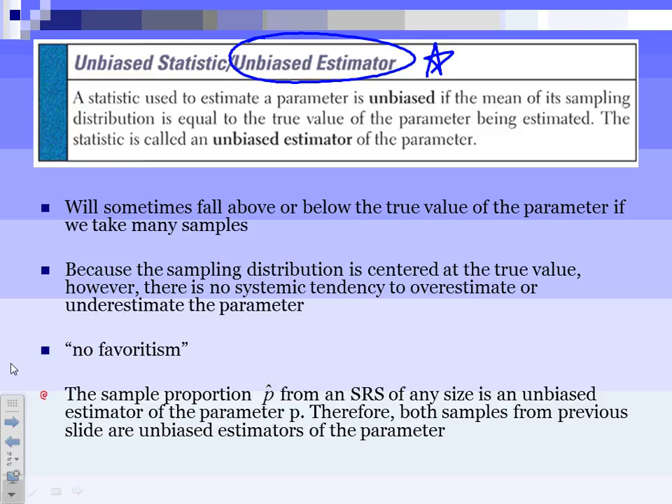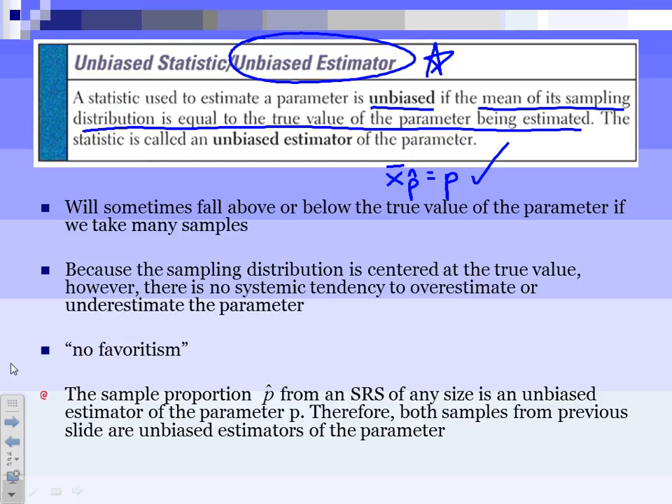An unbiased estimator, which is really the same thing as saying an unbiased statistic. An unbiased estimator is a statistic used to estimate a parameter that is unbiased if the mean of the sampling distribution is equal to the true value of the parameter being estimated. The statistic is called an unbiased estimator of the parameter. So what that means is if the mean of p hat is equal to p, then it's an unbiased estimator. Okay? That's what we're referring to there.